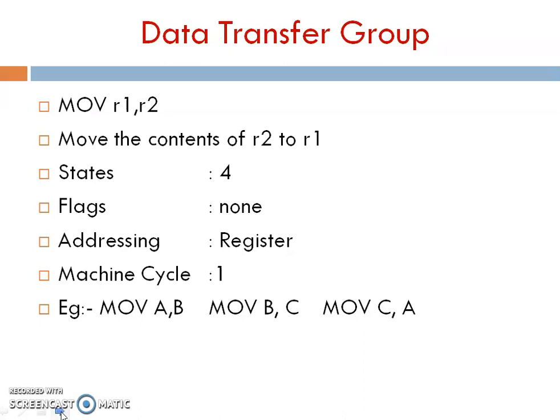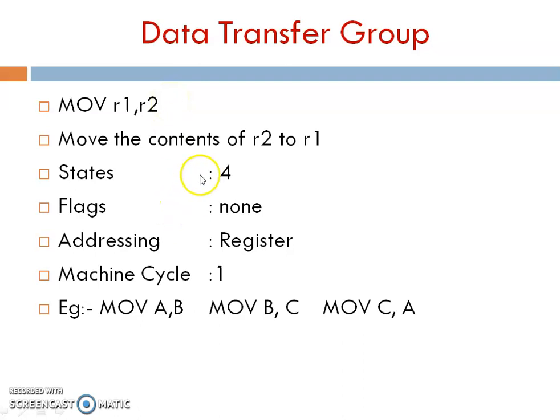Move R1, R2 is a data transfer group instruction. R1 and R2 are registers. R1 is the destination register and R2 is the source register, which means that the contents of register R2, the source register, are to be moved into register R1. The peculiarity of data transfer instruction is that the contents of the source are copied into the destination while the contents of the source remain unaltered.